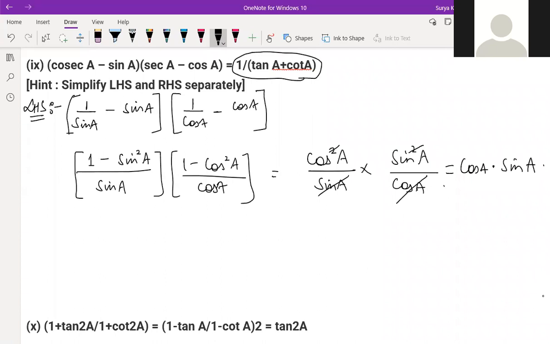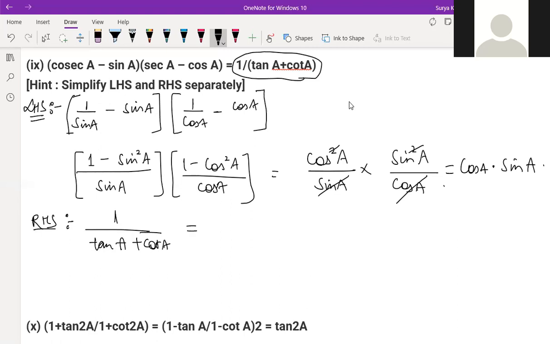We have to solve RHS part, right? Because here thinking is a bit difficult. Cos A into sine A, to convert into 1 by tan A plus cot A is a bit difficult, right, children? So we have to try. We have to solve RHS part now. So 1 divided by tan A plus cot A.